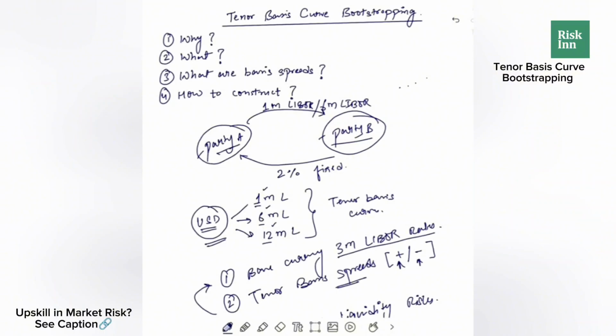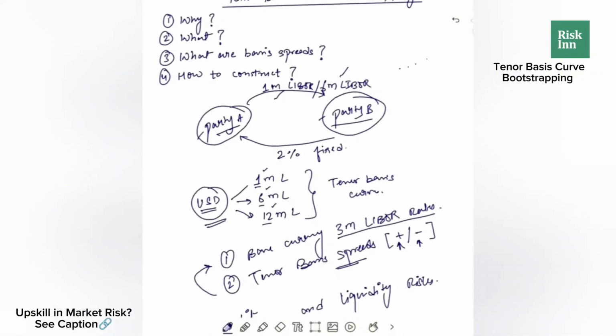But the discount factor they will be using will not be the base curve, which is 3-month LIBOR. Rather, it would be the 1 month or 6 month LIBOR curve, because the underlying index is 1 month LIBOR or 6 month LIBOR, right? So we need to bootstrap a curve called the tenor basis curve in order to discount these cash flows. When the underlying index differs from the base curve, we need to bootstrap that curve, and it is called the tenor basis curve.